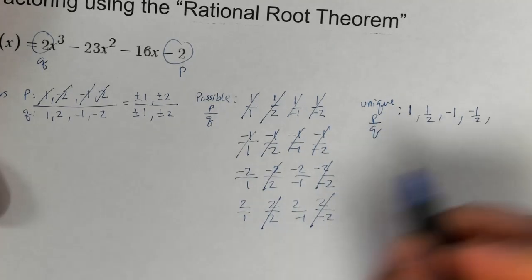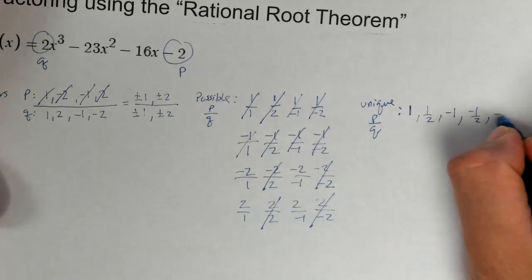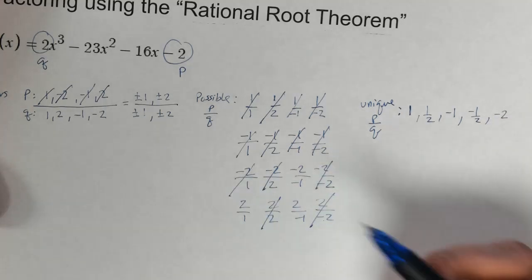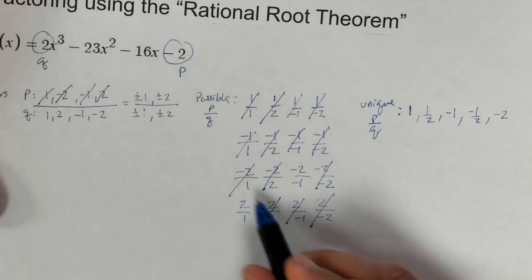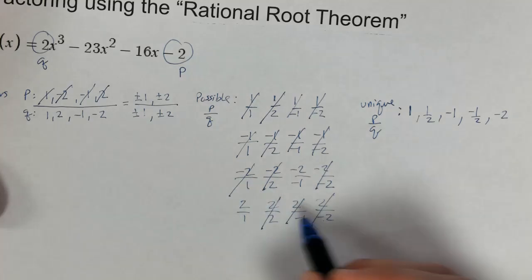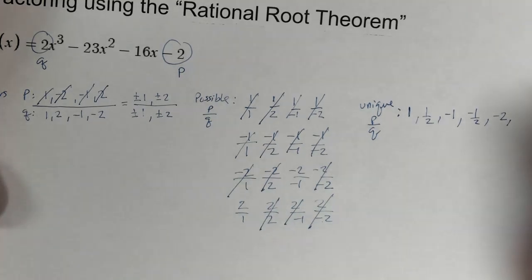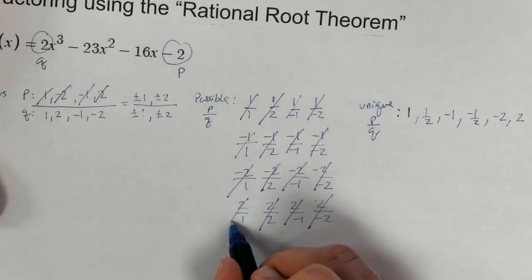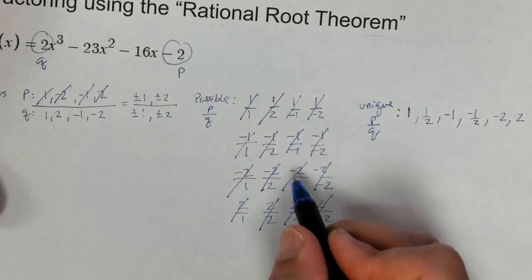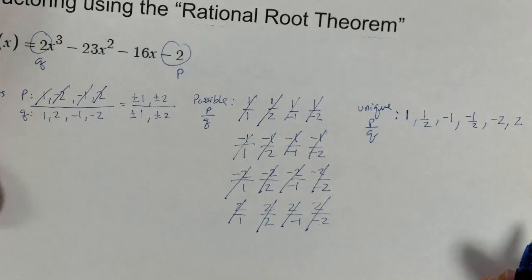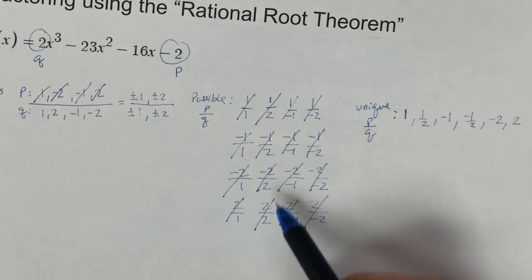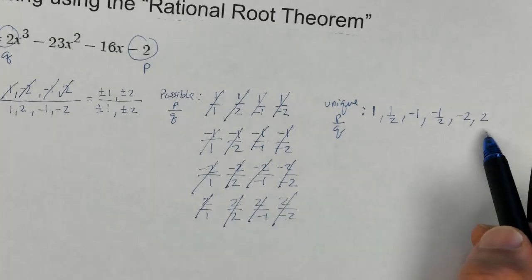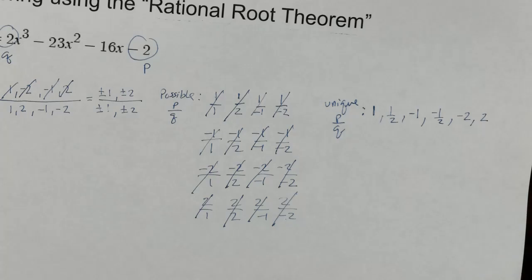I can also look at -2 as a solution. Divided by 1 or divided by -1, both of those give you a -2. And I can finally get a +2 when you divide both positive or both negative, right? 2 divided by 1 and -2 divided by -1 is also 2. So 16 possible fractions came down to 6 possible x-intercepts.